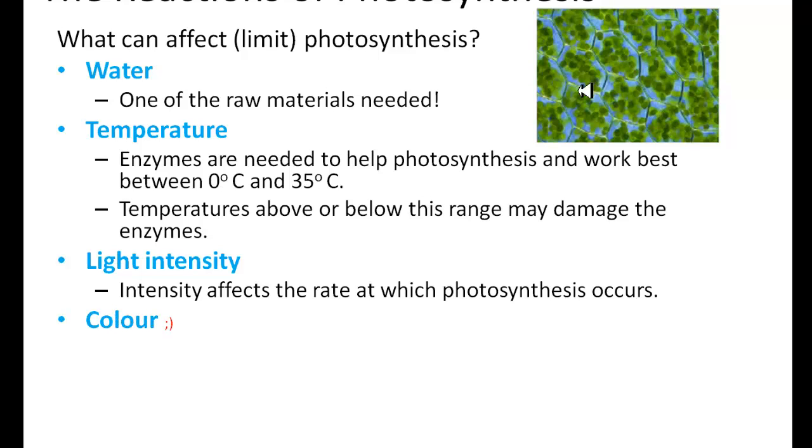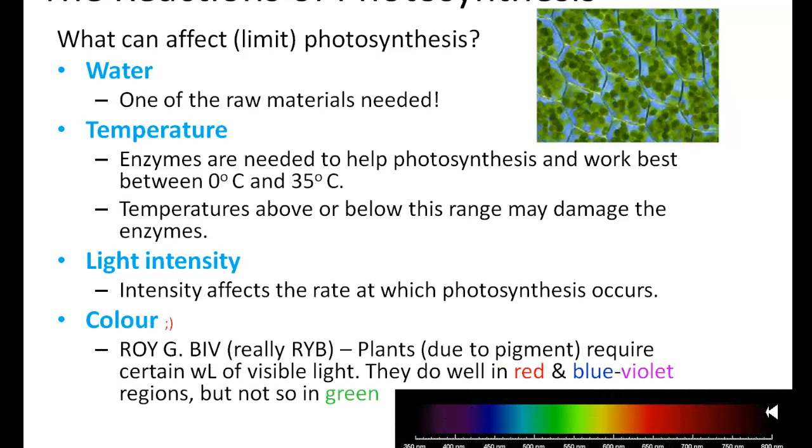And the last one is color, and I like to put that little smiley face there because I got this from a British or maybe a Canadian site. And color, Roy G. Biv, which the colors which we can see from our eye, really it's red, yellow, and blue, and the other colors are just mixtures, but it's really the red and the blue-violet that the plants like. And if you think about a plant being green, that's the color that it doesn't like, so it doesn't really care for the green and the yellow. It likes the two other ends.